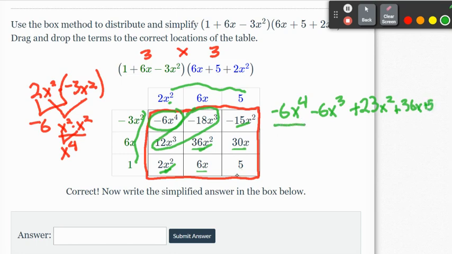And so we're going to take this whole answer and bring it down in the box. And that is the result of our multiplication.